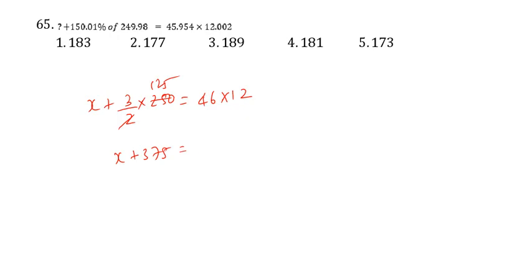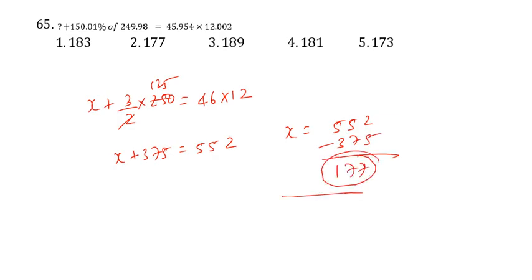See the next question. X plus 150%, that means 3 by 2 into 250, is equal to 46 into 12. Now do the calculations part. 2 ones, 2 125s. Then x plus 375 is equal to 46 into 12, 552. X is equal to 552 minus 375. That will give 177. 177 is the correct answer.